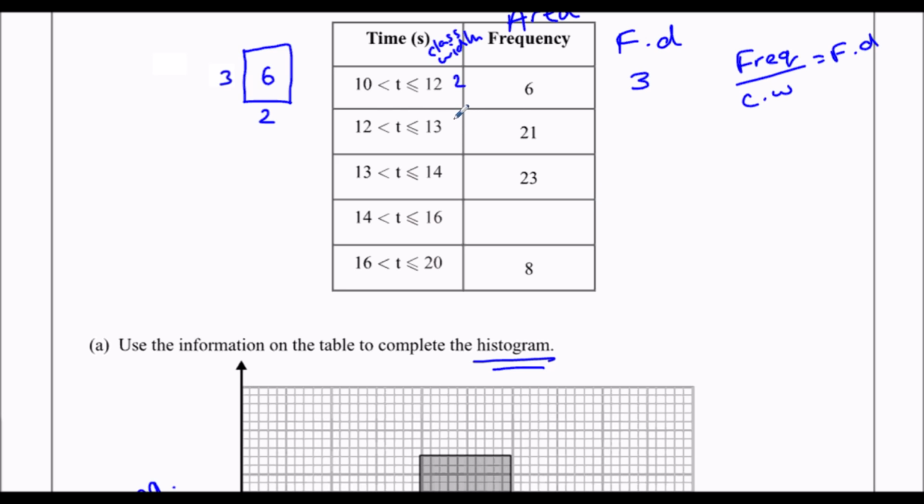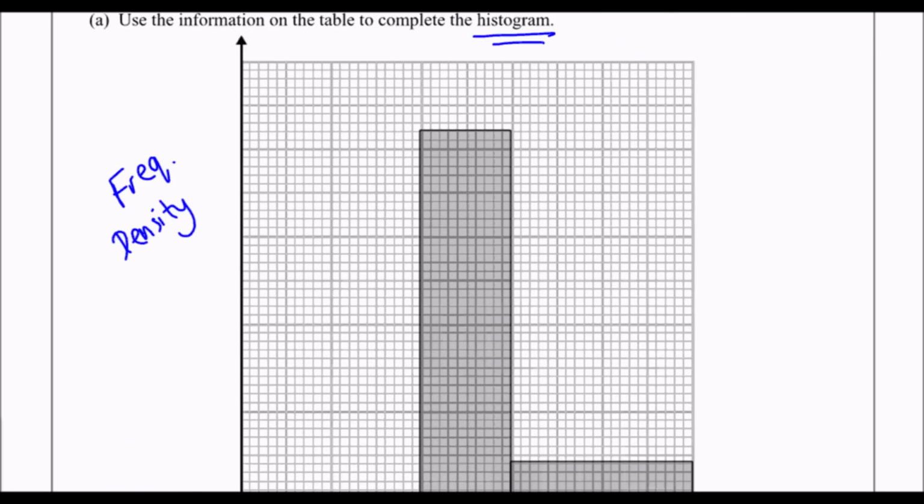So 12 to 13 is 1 wide. It's got an area of 21. 21 divided by 1 is 21. Again, 13 to 14 has got a width of 1, so its area is 23. Its height must be 23. We don't know for 14 to 16. That will be on the diagram. And 16 to 20 is 4 wide. 8 divided by 4 is 2. So it must have a height of 2.